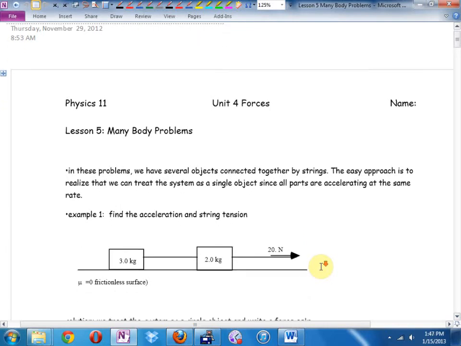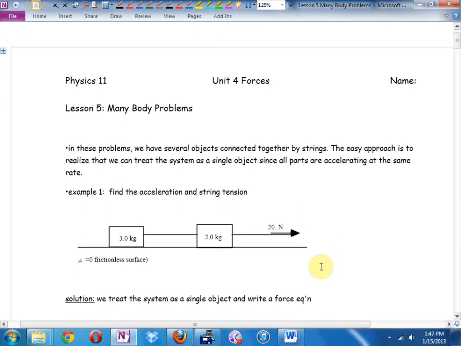So in these problems, we have several objects connected together by strings, and here's the key concept you need to realize. Here is my many body system right here. I have two masses connected by a string with a little pulley in between them. If I'm accelerating this mass in my hand to your left at 2 meters per second squared, what is this bottom mass accelerating up at? 2 meters per second squared.